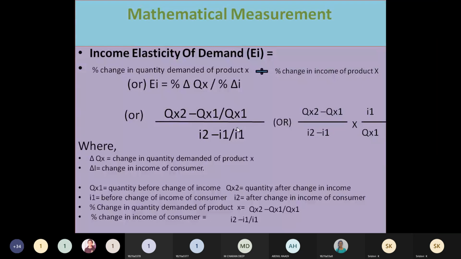Coming to cross elasticity, here we will see a little bit of change. In this, we are going to use the percentage change in quantity demanded of product X to the percentage change in price of product Y. So this is product Y. Instead of product X, in the case of cross elasticity we are using product Y. This is the slight change you can observe here.